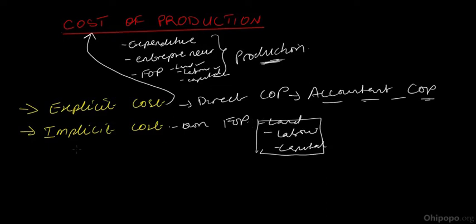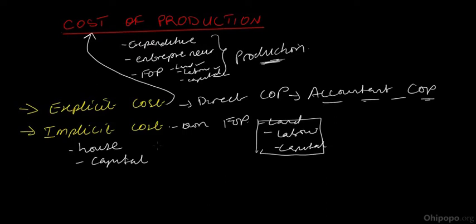A good example is a man using his house or his premises or his land to carry out production. Another example is an entrepreneur using his own capital to carry out production rather than going to a bank to take a loan. Or an entrepreneur using his own house, rather than going to rent a house in which he will be paying rent, he is now using his own house for production.